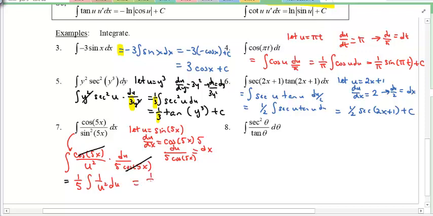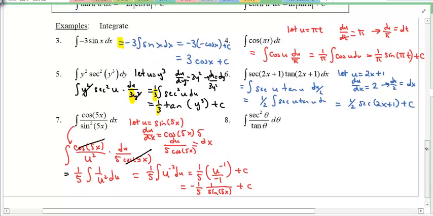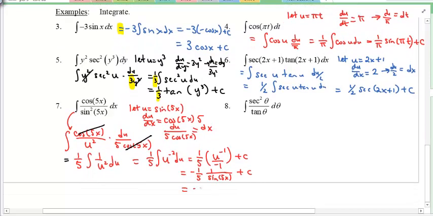So 1 over 5, the integral of u to the negative 2, add 1 to the exponent, divide by the new exponent, plus c, make the replacement. That must be just a sine 5x in the denominator. Good. And if you really wanted to change that from 1 over sine, you could have written this as just cosecant 5x plus c. That works too.